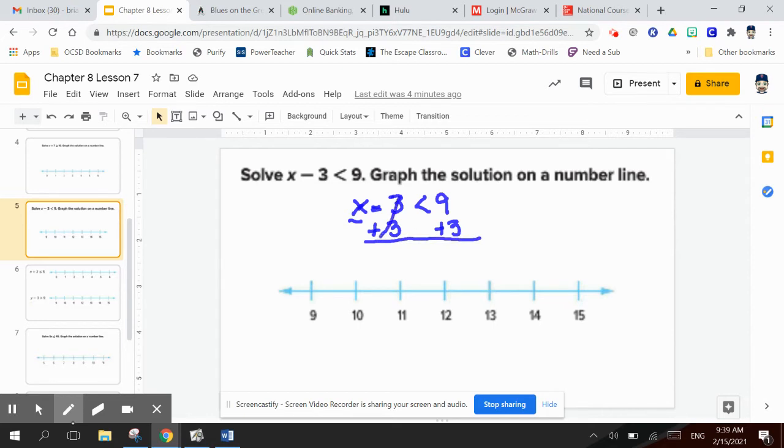3 minus 3 is 0, so they cancel each other out. I'm left with x is less than 9 plus 3, which is 12. So the value for x is all numbers less than 12. So here's 12. I put my circle around it. Notice it's only less than. There's no equal to, so it's an open circle. And I need all numbers less than 12, which would be 11, 10, 9, etc. So then I draw my arrow to the left, showing all numbers less than 12.